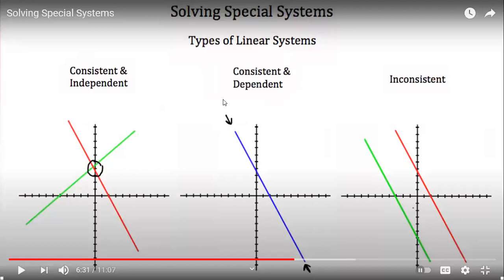If we have a solution, we can say it's consistent. So consistent has two cases: only one solution, or infinitely many solutions when one line lies on top of the second line. Okay, so these are the three cases of solving a special system of equations.